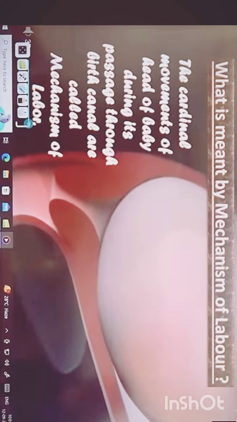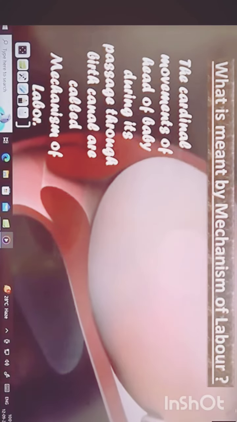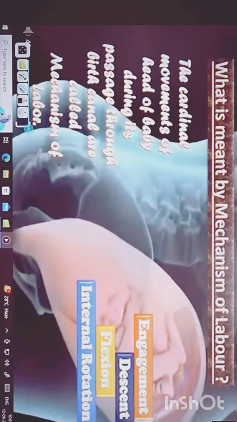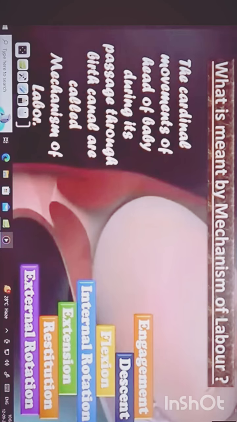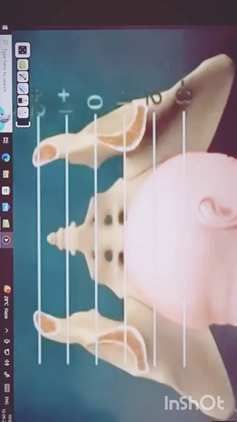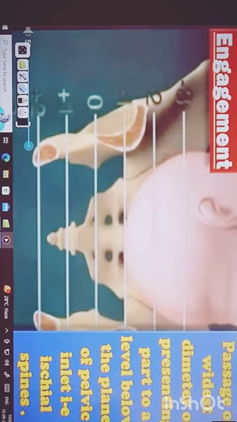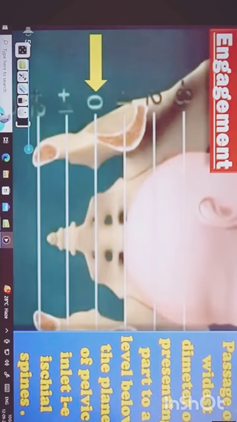The movements of the head of the baby during its passage through the birth canal are called the mechanism of labor. It is a continuous process of 7 discrete movements which include engagement, descent, flexion, internal rotation, extension, restitution, and external rotation. The first step is that of engagement, which is the passage of the widest diameter of the presenting part to a level below the plane of the pelvic inlet, meaning at the ischial spine level.